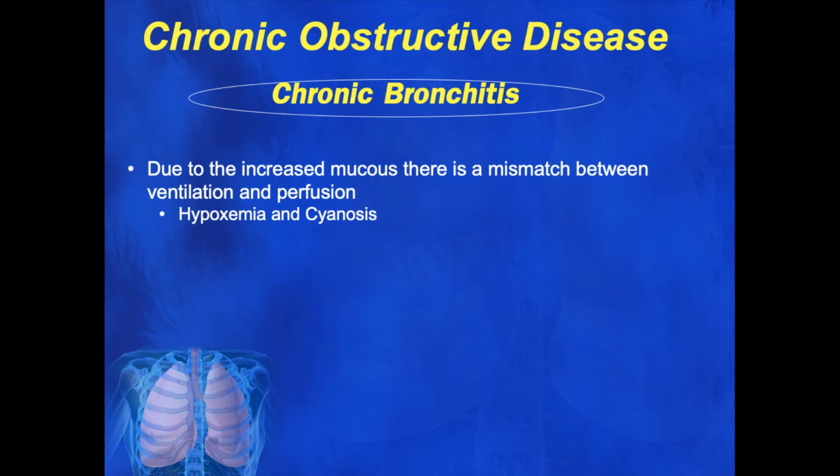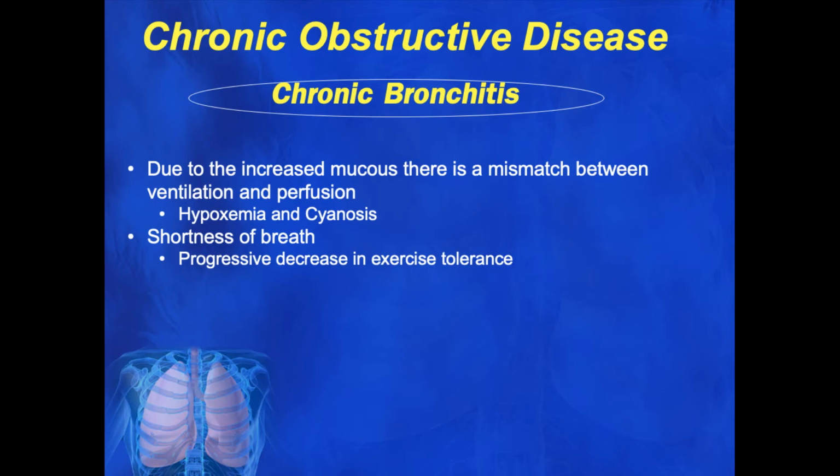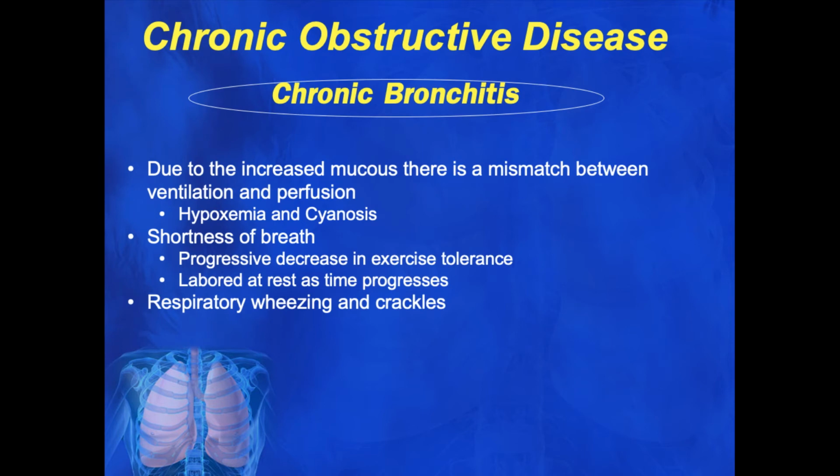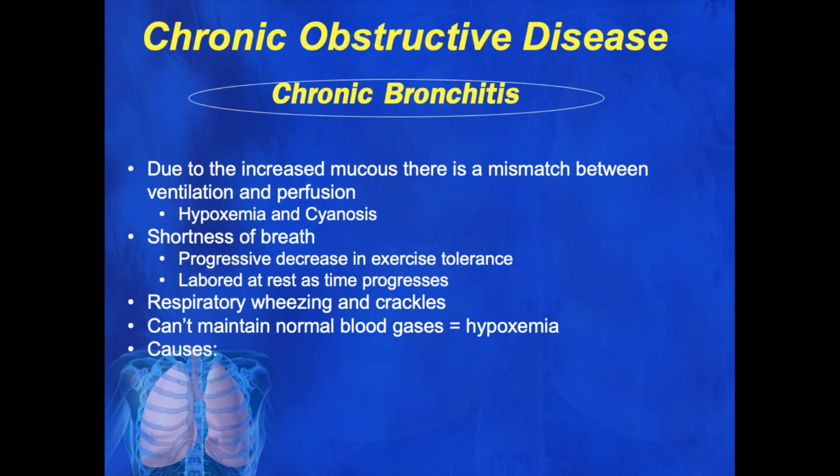So you have hypoxemia and cyanosis going on, which leads to shortness of breath, and the person has a decrease in exercise tolerance as well. Their breathing is labored at rest as time progresses, and they get respiratory wheezing, and you can hear crackles on their chest, and they can't maintain their normal blood gases. All of this is going to cause polycythemia, which is excess production of red blood cells in order to try to increase oxygen in the blood.